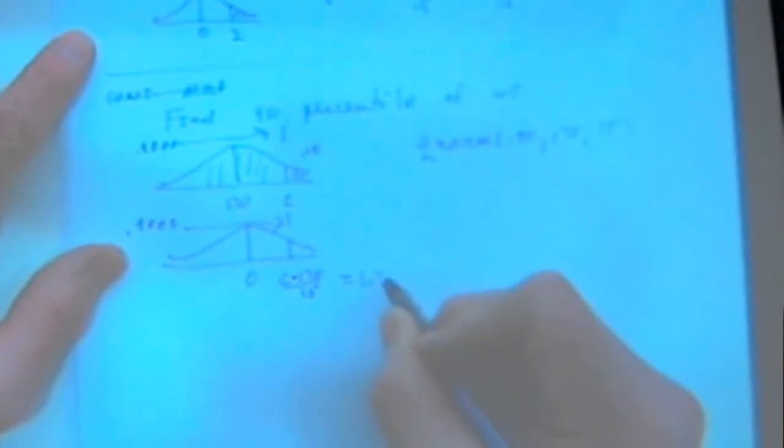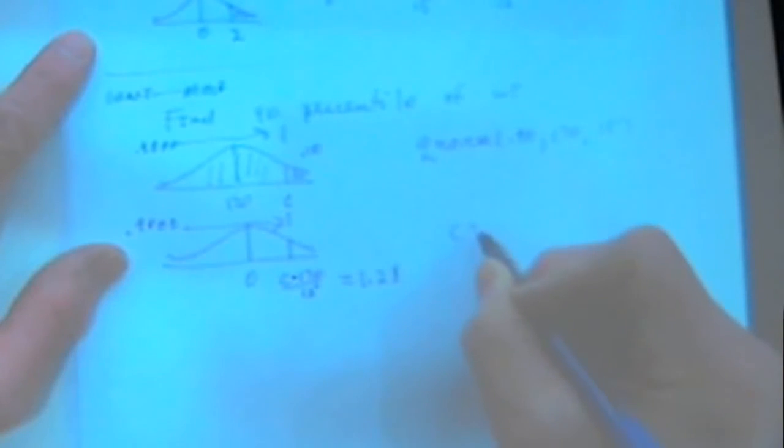If you look through the table, it looks like 1.28 will do the trick. Then you can solve for it, and then C would be 15 times 1.28 plus 170. Okay, any questions on that?